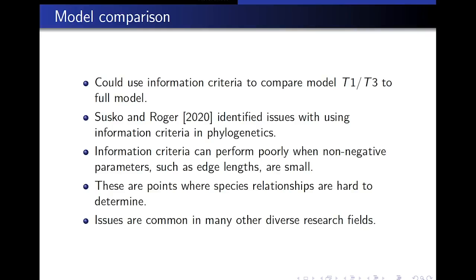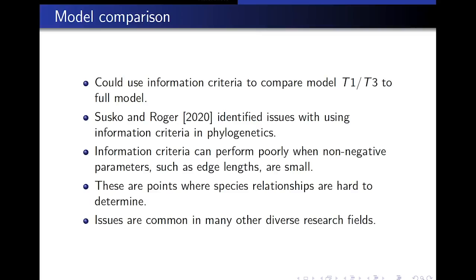In previous talks, I've talked about model T1 and model T3 under a hypothesis testing framework, but we could compare one of these models to the full model using information criteria as well. Susko and Roger identified some problems that need to be addressed before information criteria can be used in phylogenetics and also in phylogenomics. Information criteria cannot be assumed to perform well when parameters are constrained, such as true parameter values that are small and cannot be negative. Examples include short species tree edge lengths and small substitution rates.